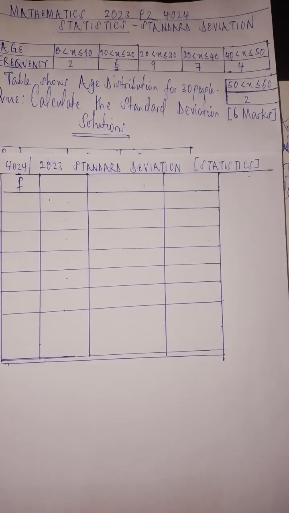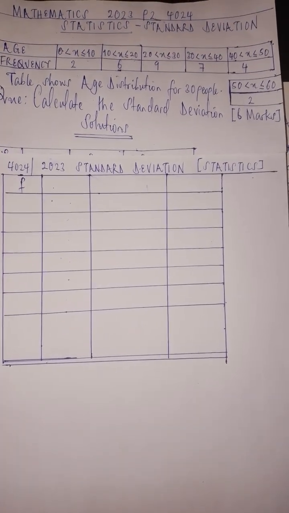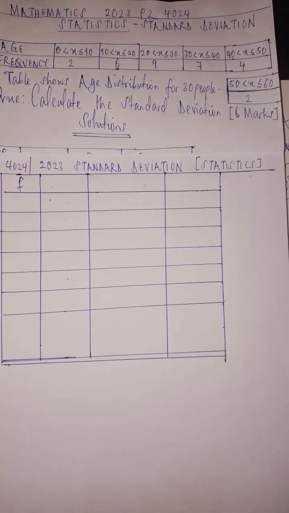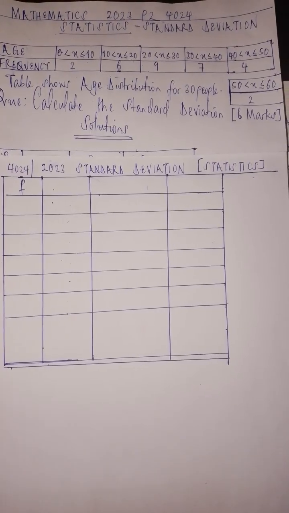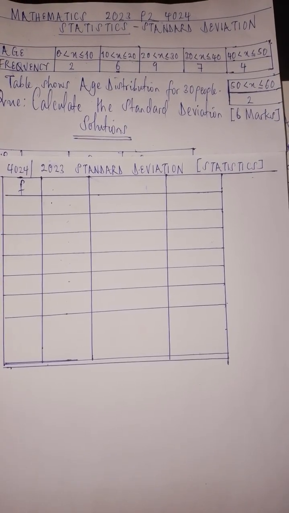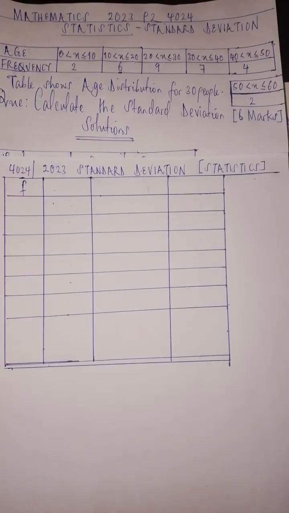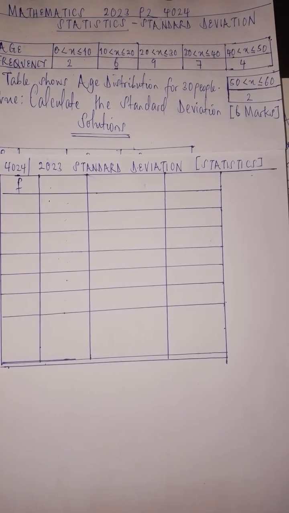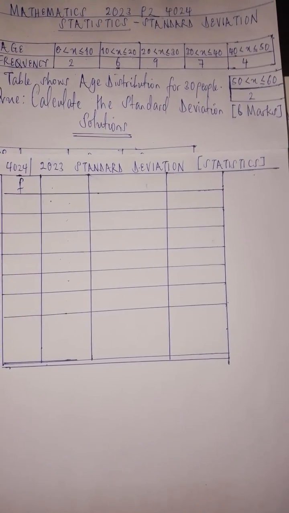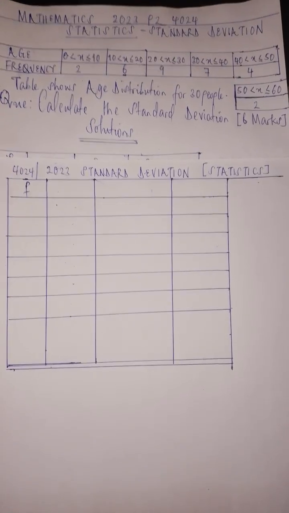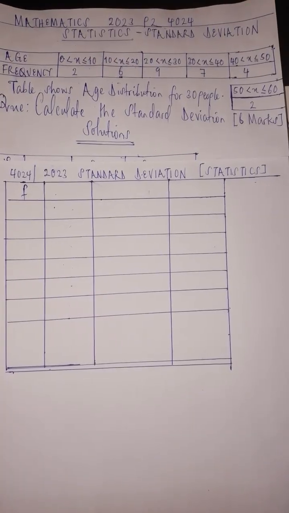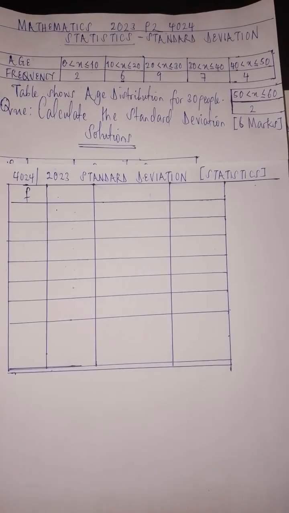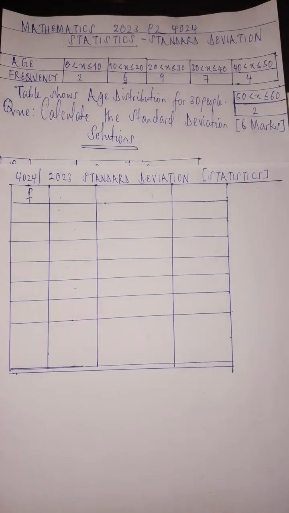So from the data we've been given, there are some age ranges, that is from 0 to 10, from 10 to 20, from 20 to 30, from 30 to 40, and from 40 to 50, including also 50 to 60. Then the second row has frequency, that is 2, 6, 9, 7, 4, and 2.